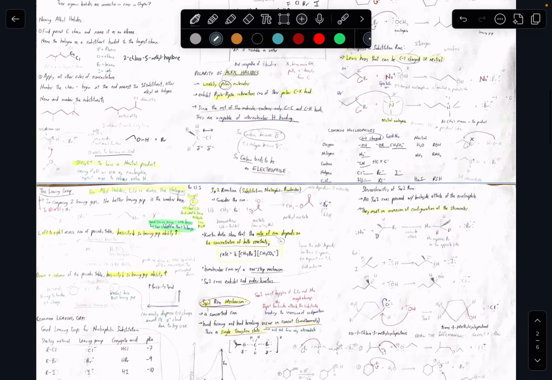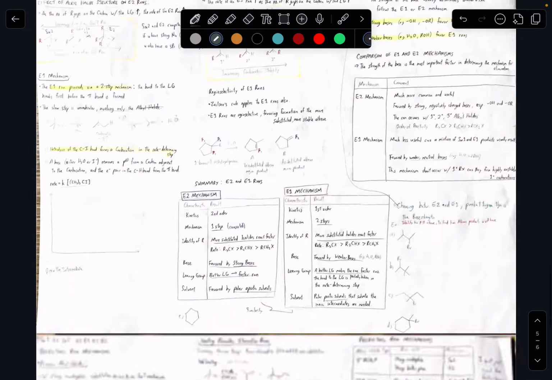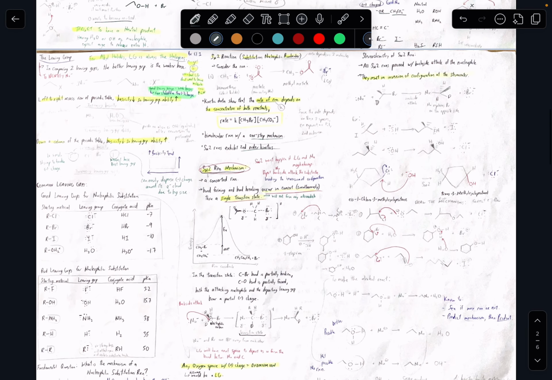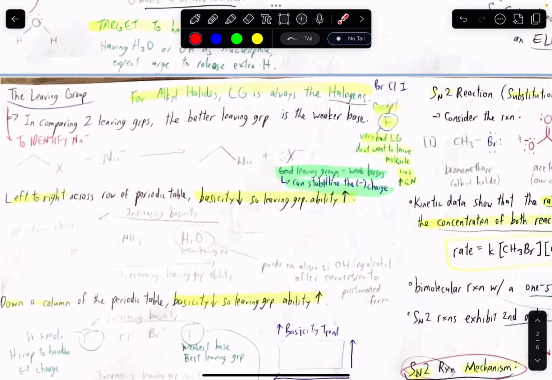This is quite a lot. This is the second page. We have 6 of them. Okay? So, leaving group. In comparing two leaving groups, the better leaving group is the weaker base. Oh, okay. So this is actually what I was referring to earlier. I initially thought it was regarding the nucleophile. No, it's actually about the leaving group. So if your base is weak, then you have a good leaving group.